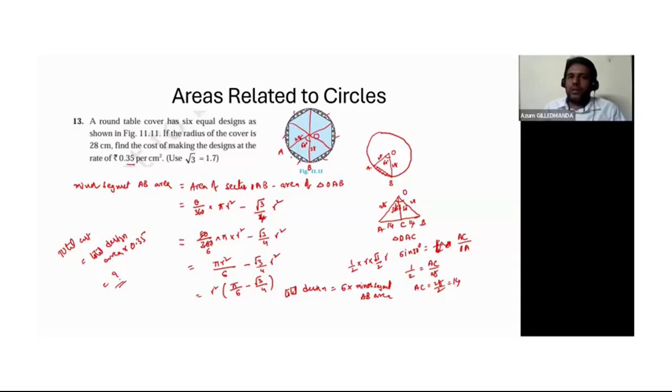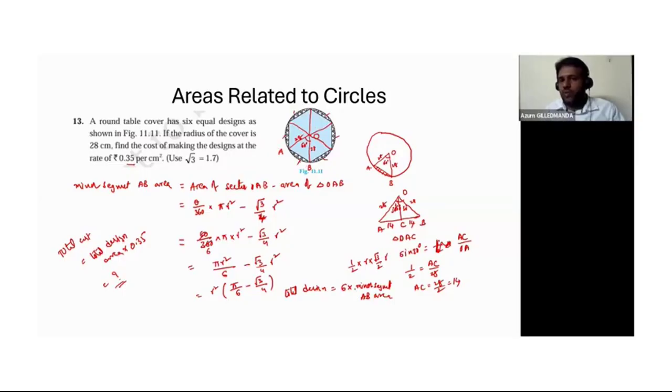Okay, so from the formulas that I learned, the minor segment area is area of the sector, which is theta by 360 into pi r square, minus area of OAB. What is area of OAB? That we calculated here. This is an equilateral triangle of side 28, and the formula for equilateral triangle area is root 3 by 4 a square. Here, a is nothing but our radius of the circle. So that's what we found. And if I subtract this triangular area from this sector area, I will get this minor segment area.